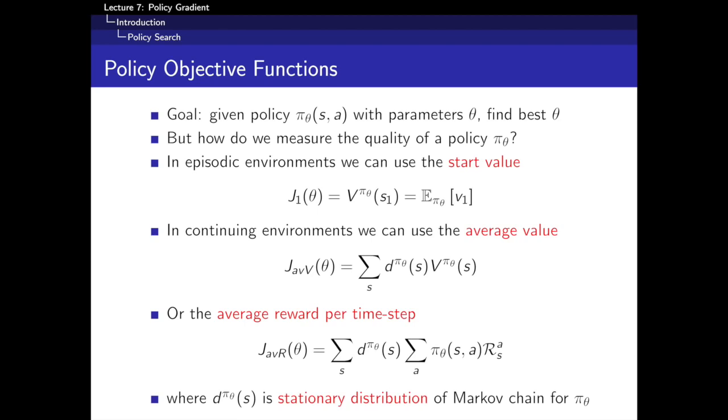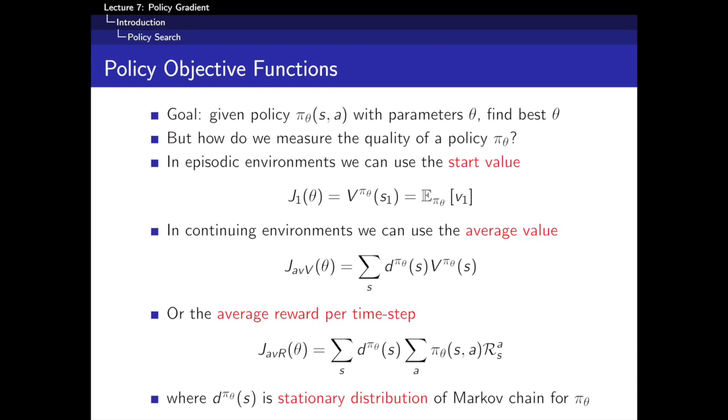Or we might consider another formulation, which is the average reward per time step. Let's consider some continuing environment. I'm going round and round and round, and all I care about is to make sure that per time step I'm getting the most reward. So we're not summing these rewards over time, we're just saying we're going to take the average of my immediate rewards over the entire distribution of states that I visit.